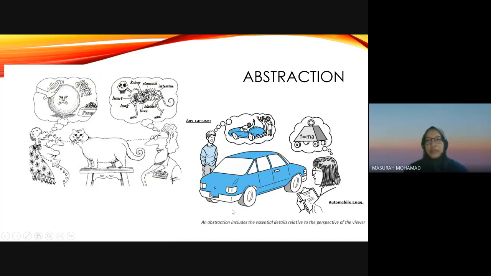Okay, and then we have another case here, which is a car. Two different persons view the car in two different views. One looks at the car, whereby, oh, he can use the car to visit his parents, maybe. He can use the car to go anywhere. And then another person, which is an automobile engineer, views the car from her point of view, such as how fast the car can be driven, or how the car is going to move, and how the car is functioning.